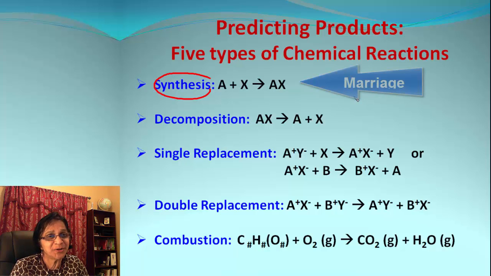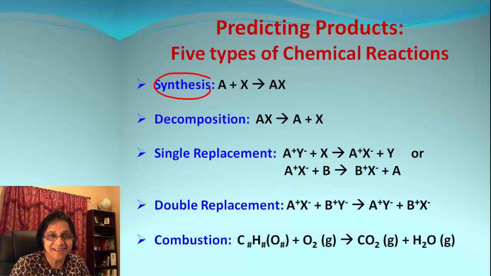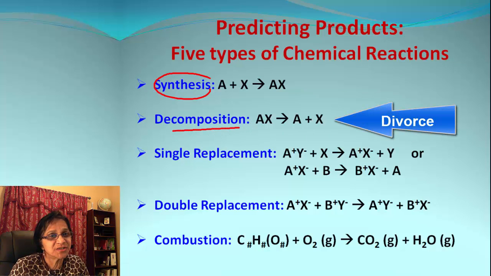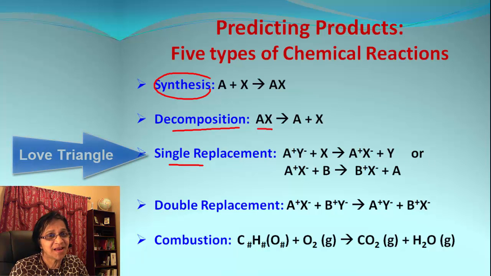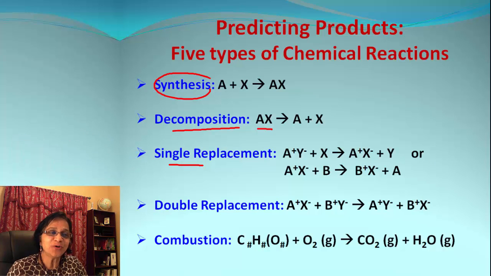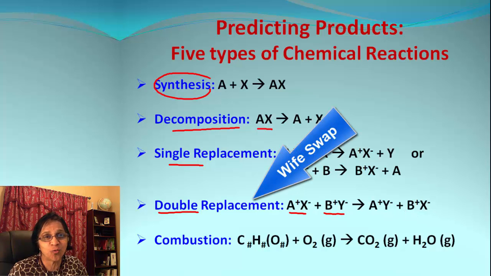I think of synthesis as a marriage. 2 people come together and then they marry and form a couple. So that is synthesis. Next one is decomposition. This is opposite to marriage. It's divorce, or you can say breakup. The third one is single replacement, and I consider this a love triangle. Fourth one is double replacement, and this is like one of the famous programs on TV like Wife Swap.